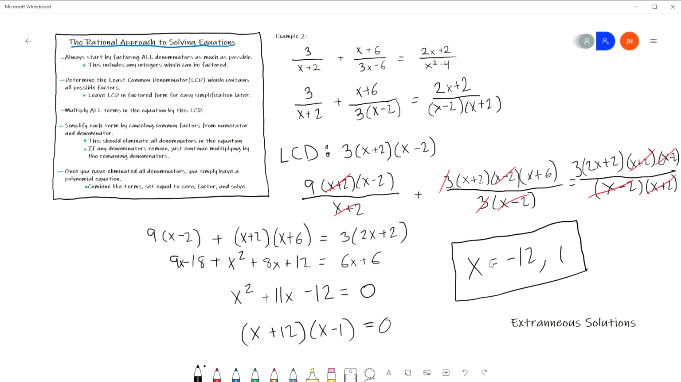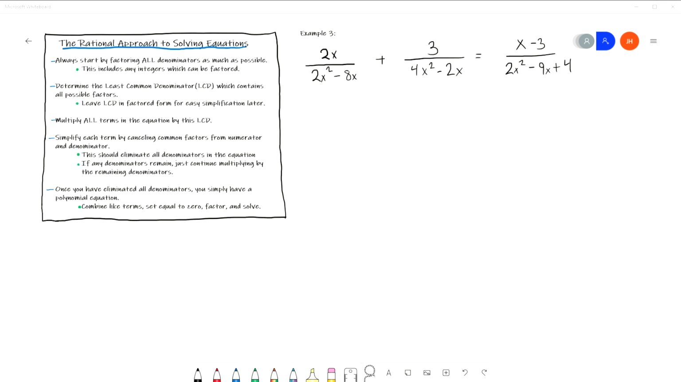You guys want to do one more example? Yeah, you do. Hell yeah, man. Let's do one more example out here. All right. All right, here we are with our third example of a rational equation. Let's get it. Hey, what do you guys know?